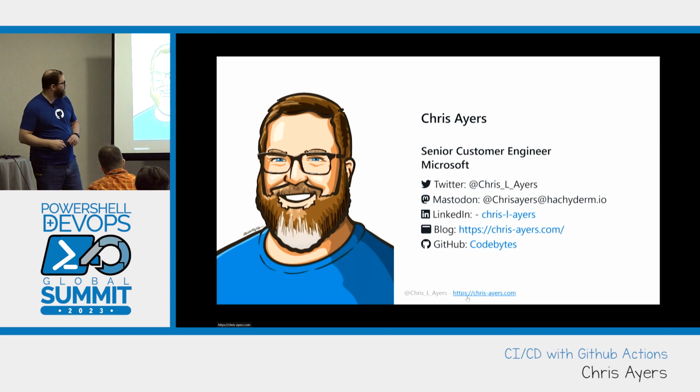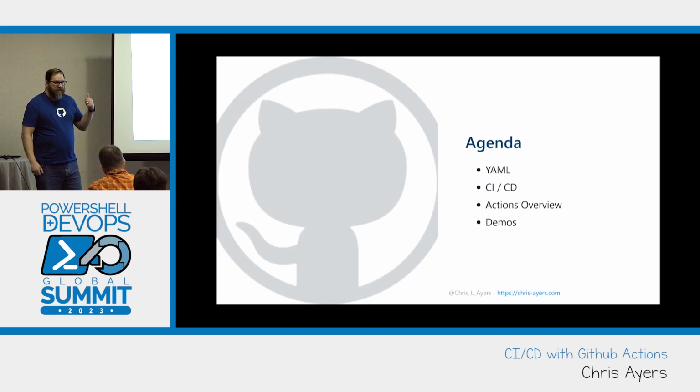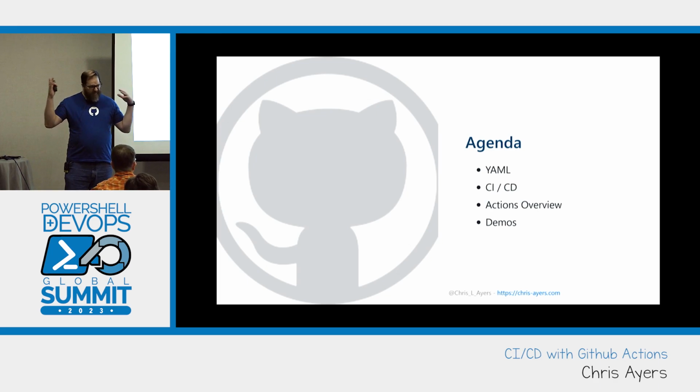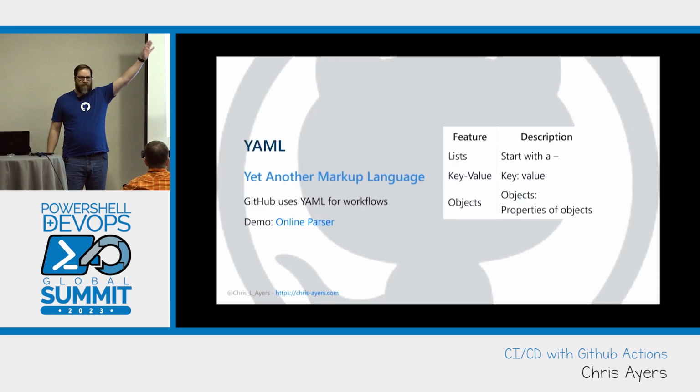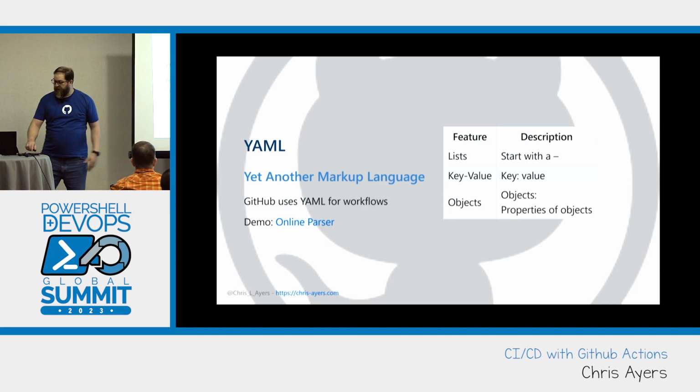So we're going to talk about YAML. We're going to talk about CICD because they're letters, and we got to define our terms. We're going to, at a high level, talk about actions, and then we're just going to do demos, like lots of demos. Like we'll just be on GitHub. Let's just start out. Who's really good with YAML? Okay, so let's talk about it.